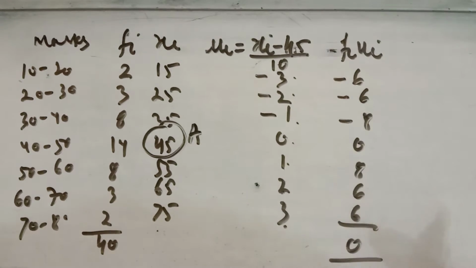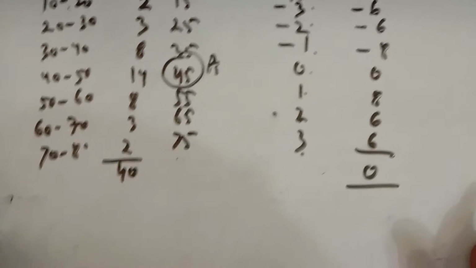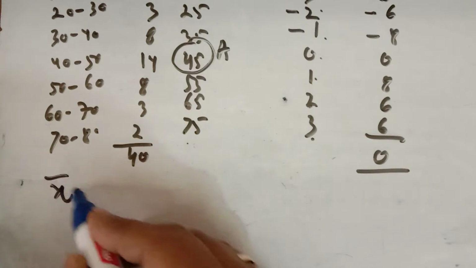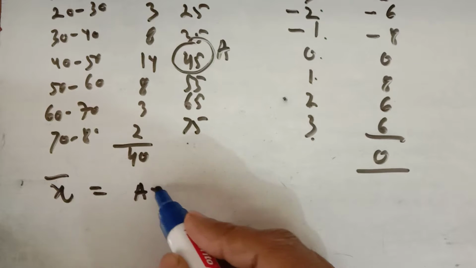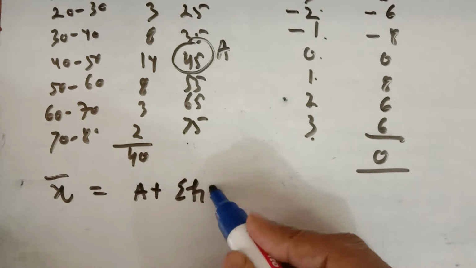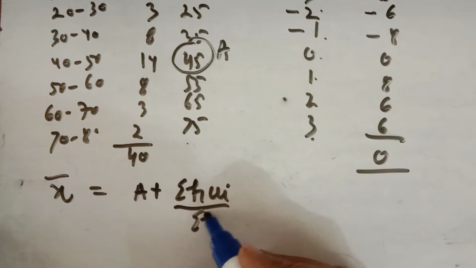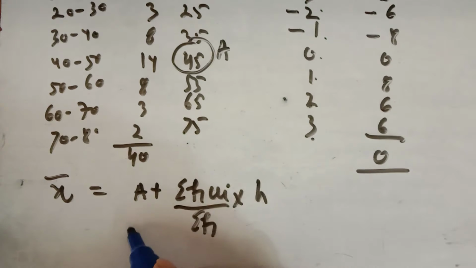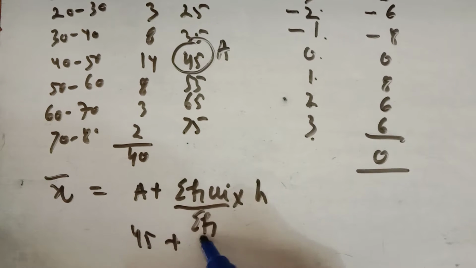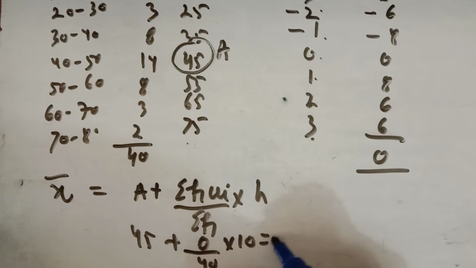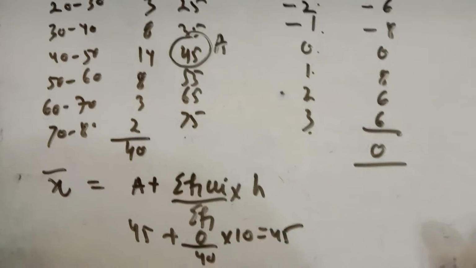And what do you have to do after that? First of all you have to find the mean. By the shortcut method, the mean is the assumed mean plus summation fi ui upon summation fi, into class size. The assumed mean here was 45, and summation fi ui by chance came out 0, divided by 40, into 10, so the mean by the shortcut method comes out to be 45.